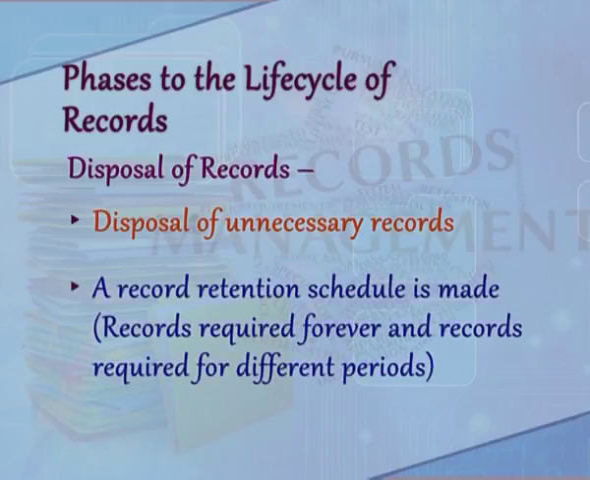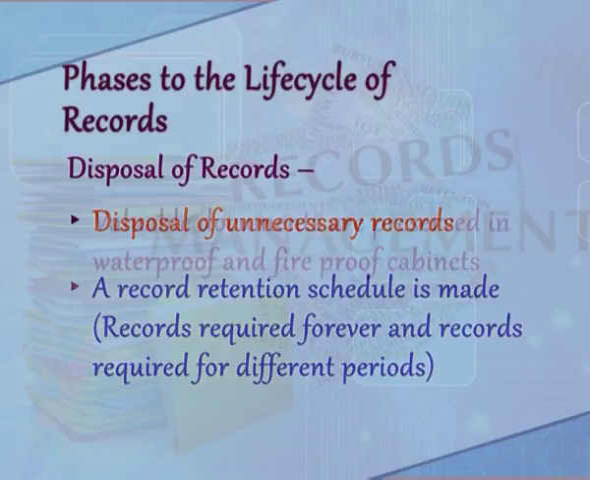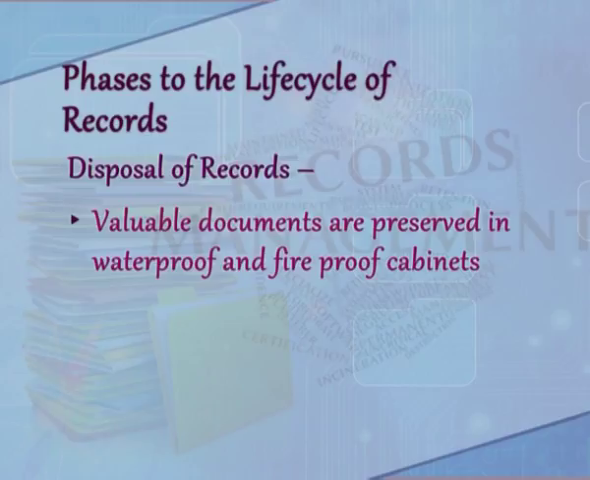A record retention schedule is made under which records are classified into various categories like records required forever and records required for different periods ranging from 3 months to 25 years. Valuable documents are preserved in waterproof and fireproof cabinets. The documents which are no longer required should be destroyed. Most organizations use processes including pulverization, paper shredding, etc.